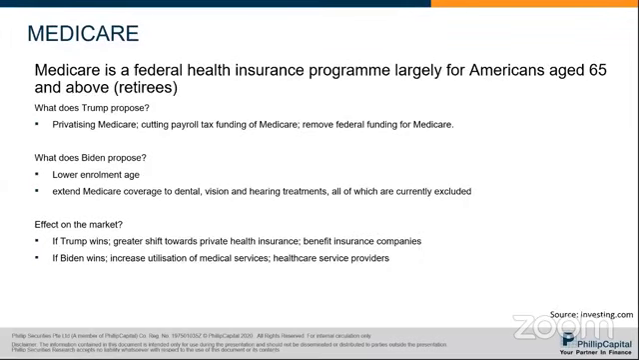Moving on to Medicare. So Medicare, what is it? We all heard of the term, but what exactly is it? Medicare is a federal health insurance program largely for Americans aged 65 and above. It also covers a small minority of younger people with disabilities and so on. Trump has been steering towards privatizing Medicare and intends to cut payroll tax funding of Medicare permanently. This would indirectly remove federal funding for Medicare and push it further towards the private health insurance market. So we will expect a greater shift towards private health insurance, and this may benefit certain insurance companies.